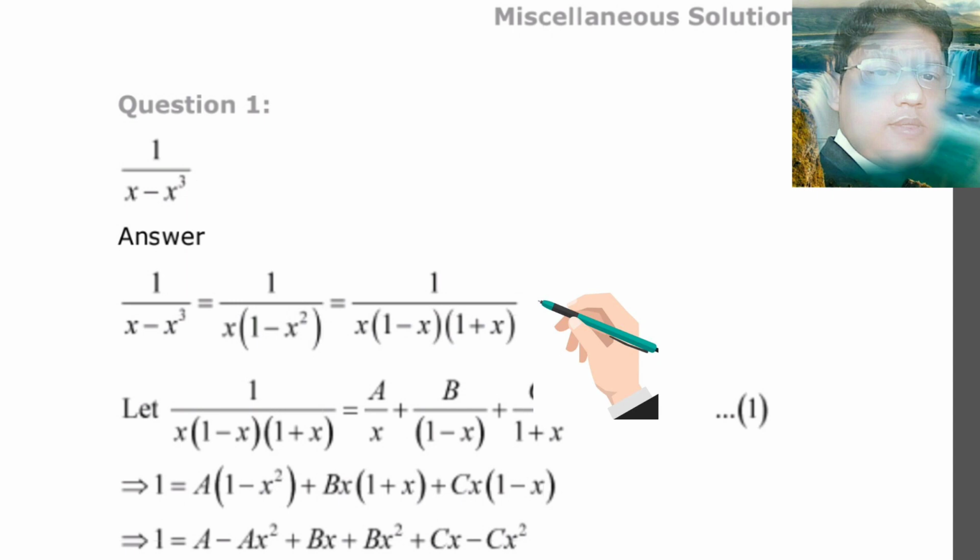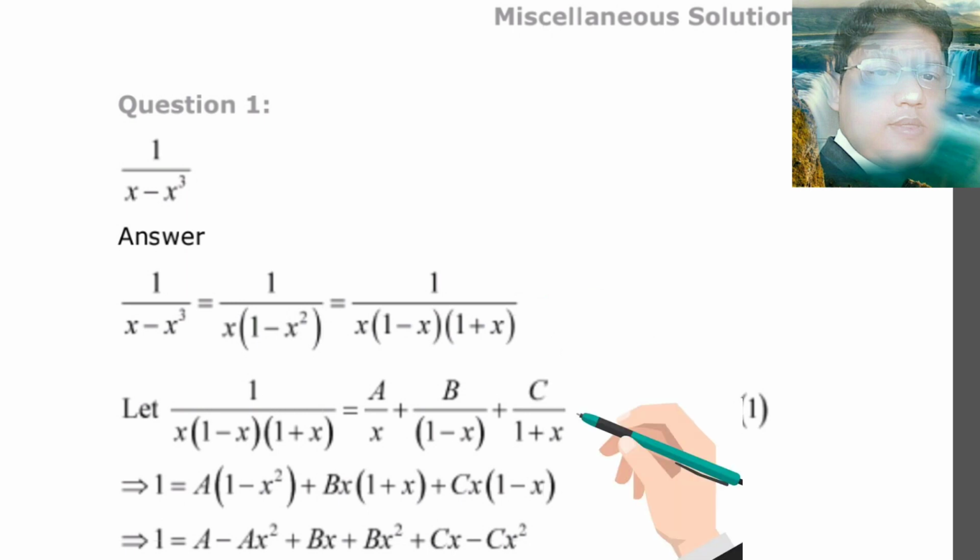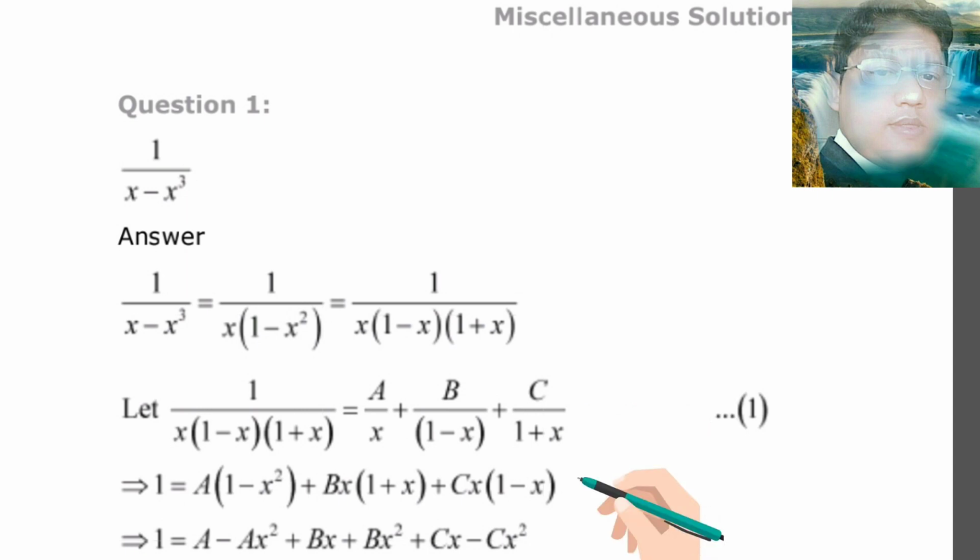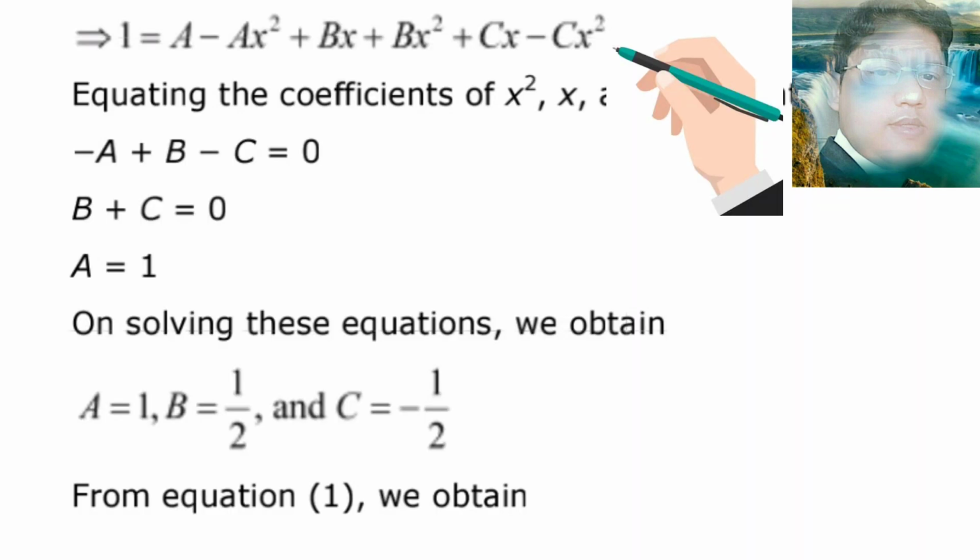Question number 1: 1 upon x minus x cube. I take the common x and write it in partial form. According to the rules of partial fractions, a upon x plus b upon 1 minus x plus c upon 1 plus x. I integrate these parts and denote this as equation 1. After that, I multiply the numerator on both sides, then I get this line. Then I multiply and compare the coefficients of x square, x and the constant term on both sides, and I get the equations like this.